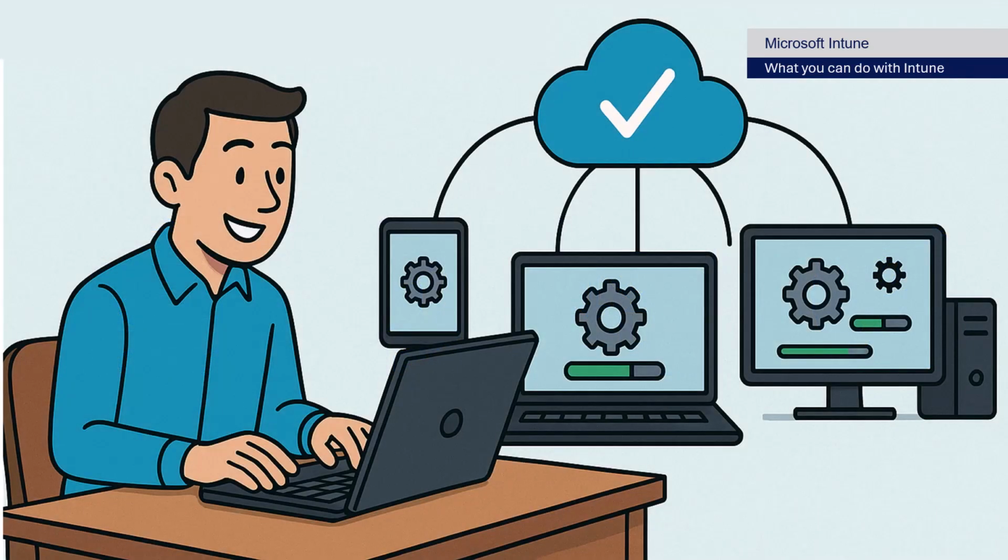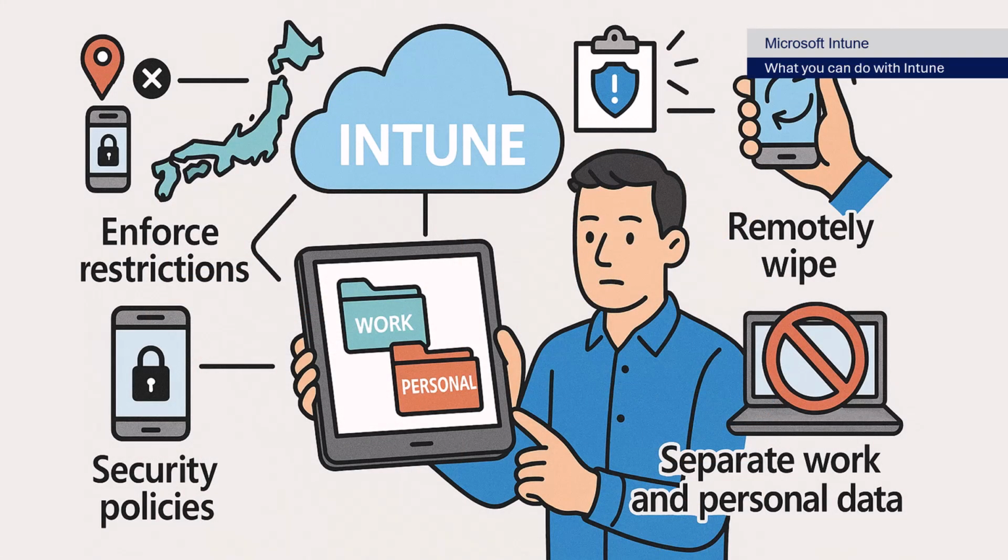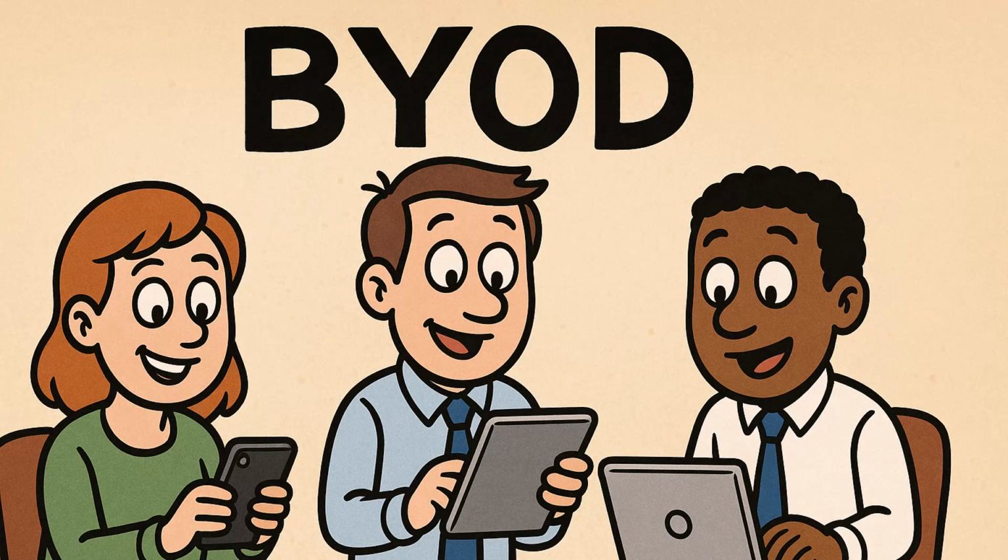Intune can also remotely deploy device drivers and set things up, including Brother printer and scanner drivers. Intune can also enforce restrictions, security policies, remotely wipe lost or stolen devices, as well as separate work and personal data, which supports a modern workforce that often have requirements to use their own devices, more commonly known as BYOD or Bring Your Own Device.